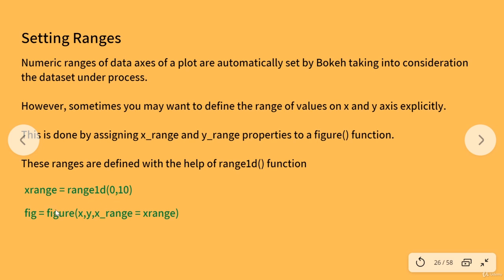For example, I want to define x range. So I have defined x range equal to Range1d 0 to 10. That means my x-axis range should be between 0 to 10. And then when I will call the figure, or when I will design parameters for my figure, I can give x_range equal to x range. That means I want my x-axis to be ranged like this, and accordingly a customization can be done. Otherwise, you don't need to do that. There is no need to take that pain unless and until you want to really do it for some very specific purpose.